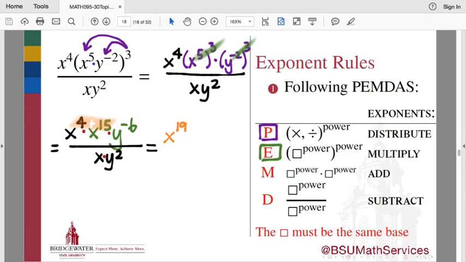And then I still have y to the minus 6 on top, and I still have an x on the bottom and a y to the power 2 on the bottom. Okay, and so that takes care of all the multiplication that I can do. So now the last thing I'm going to think about is, what about division?